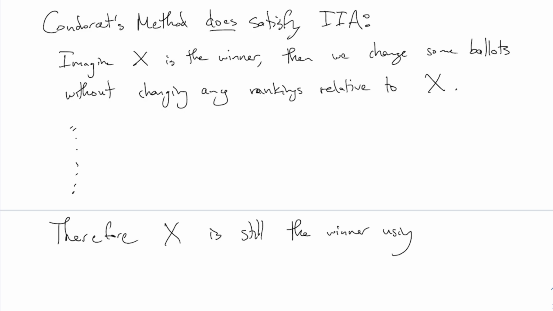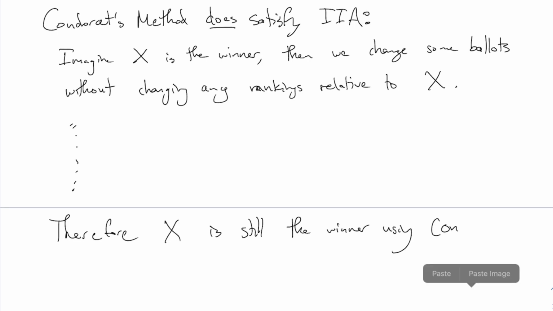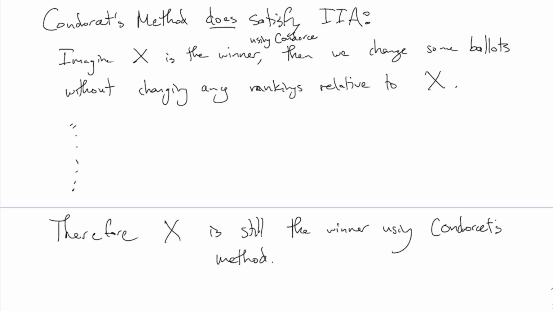Using what I'm talking about here, which is Condorcet's method. This is the basic structure of what you have to explain. Imagine X is the winner. Of course, using Condorcet's method, maybe I should squeeze that in there. Sorry about this. Using Condorcet's method, just because that's what I'm talking about here.